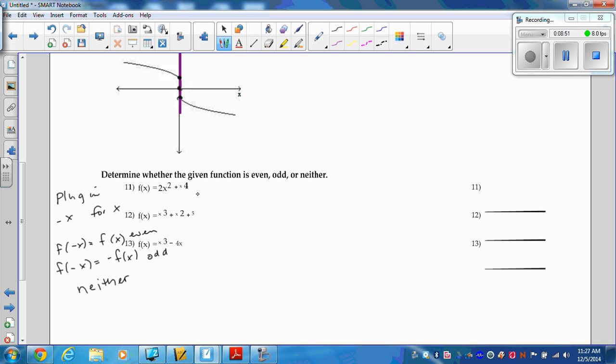So if we plug in negative x for x squared, we would have 2 times negative x squared plus negative x to the 4th. So this is going to be negative times negative is a positive, so this is going to be 2x squared. Negative times a negative times a negative times a negative is also positive, so this is going to be plus x to the 4th. And since this is exactly what I started with, this is an even function.